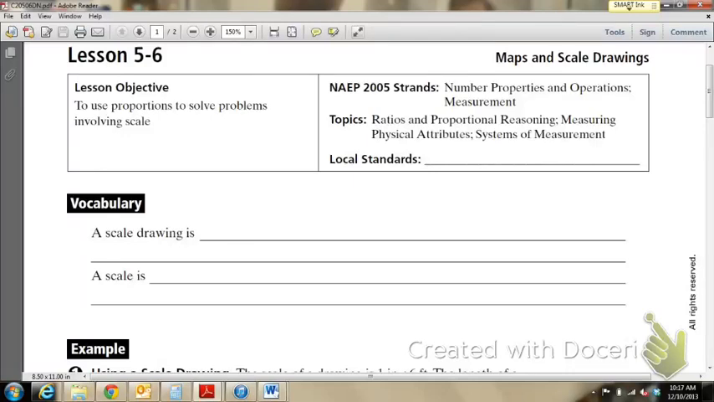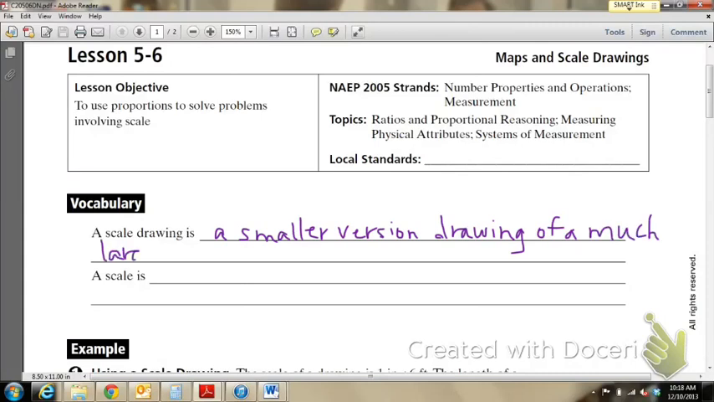In Lesson 5-6, we're going to take a look at maps and scale drawings. So, what is a scale drawing? Well, a scale drawing is a smaller version drawing of a much larger object or area.